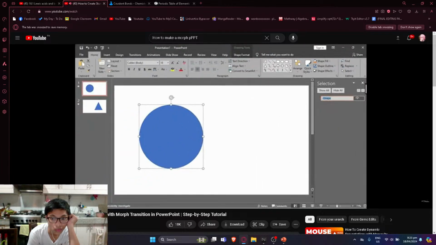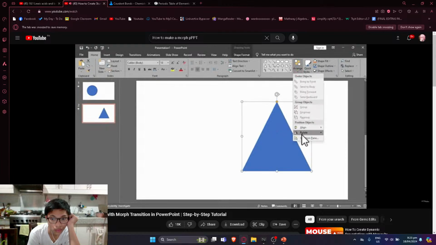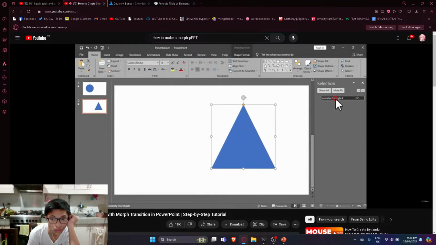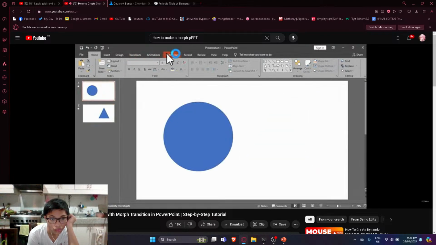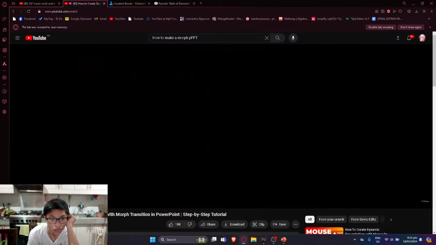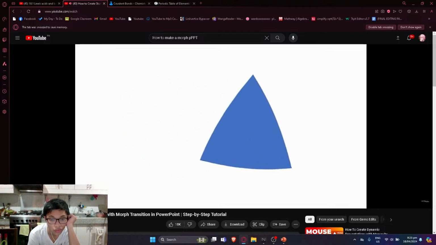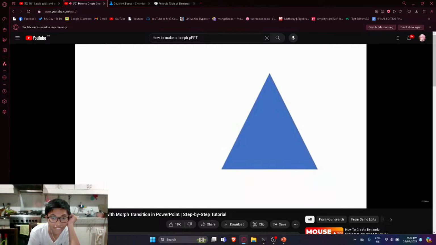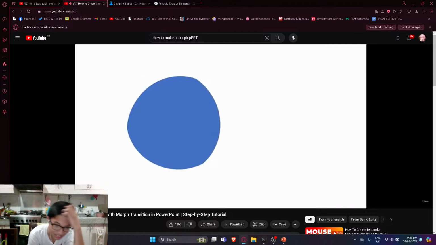We will copy this name from the circle shape and then paste it on the second slide for the triangle shape. We will just paste it here, which is basically the same name as the circle shape in the first slide. Now let's see if it worked this time. And as you can see, it is successful. We can now view the morph transition between two different shapes as long as they have the same naming scheme in the selection pane. Wow.